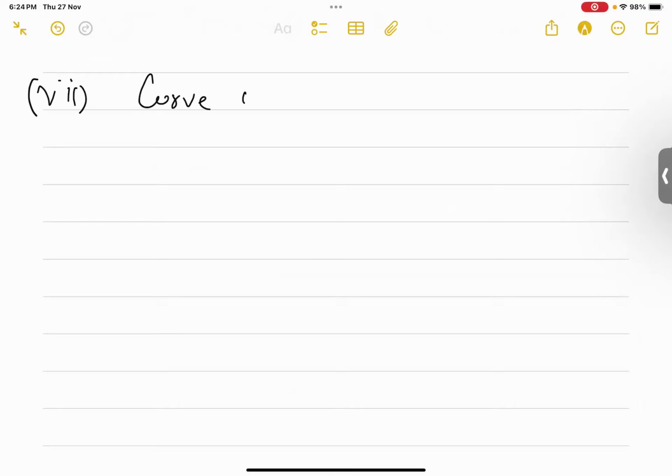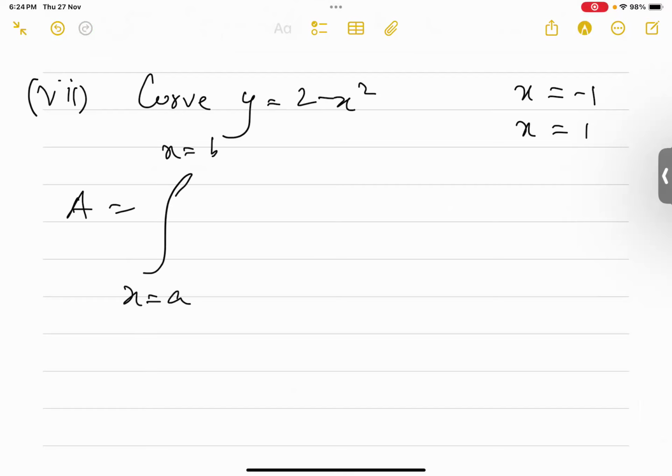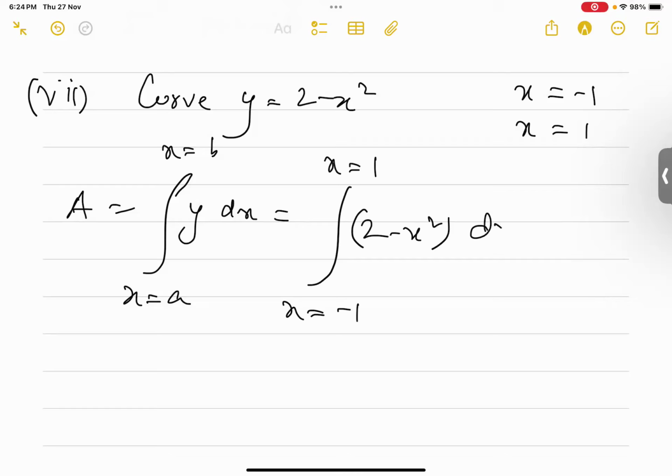Curve y is equal to 2 minus x square, x equal to minus 1, x equal to 1, x equal to a, x equal to b. So we'll be using the first formula: integration of y dx. Minus 1 is the lower limit and 1 is the upper limit. Integration of 2 minus x square: integration of 2 is 2x, x square is x cube by 3, which is 2 plus 1 upon 2 plus 1. Derivative of a single constant is 0, but integration of a single constant is not 0.